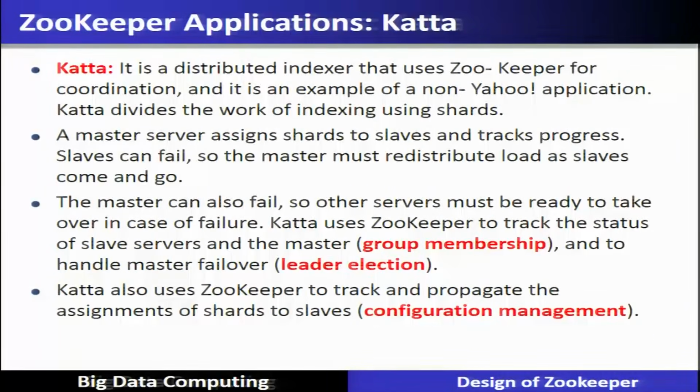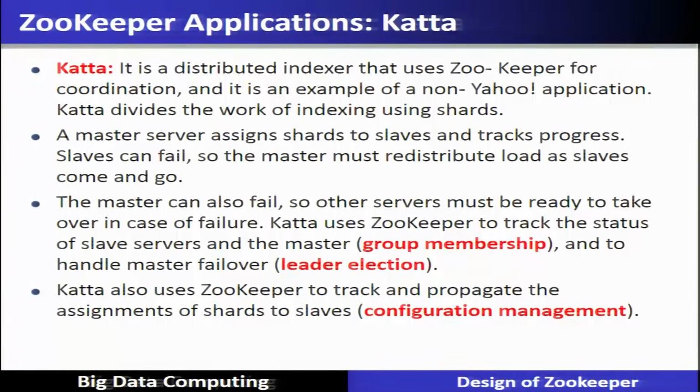Now, let us see another service which is called Katta. Katta is a distributed indexer that uses Zookeeper for the coordination service, and it is an example of a non-Yahoo application. Katta divides the work of indexing using shards. A master server assigns the shards to the slaves and tracks the progress. Slaves can fail, so the master must redistribute the load as the slaves come and go. The master can also fail, so the other servers must be ready to take over in case of failures.